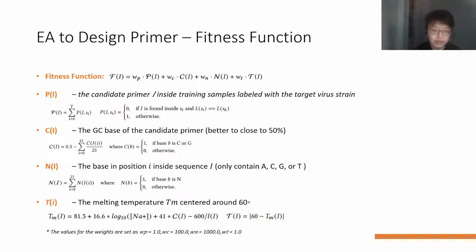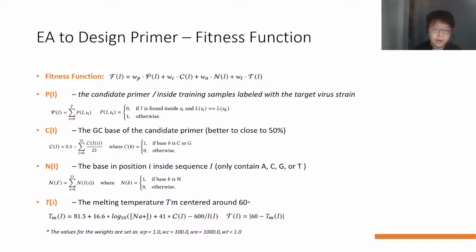As the function shows, there are 4 parts, including the function pi to check whether the candidate primer is inside the training sample, and ci represents the percentage of GC bases of the candidate primer, and ni considers the presence of N symbols in the sequence, which indicate an error in the read. The ideal primer candidate should only contain the A, C, G, and T values for the RNA. The last one, Ti, is used to indicate whether the melting temperature is close to 60 degrees or not.